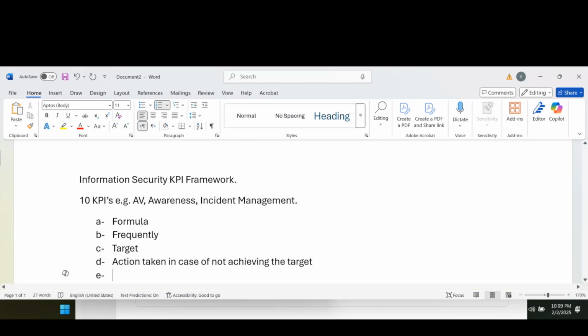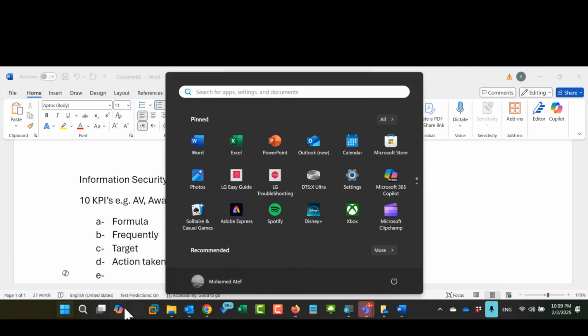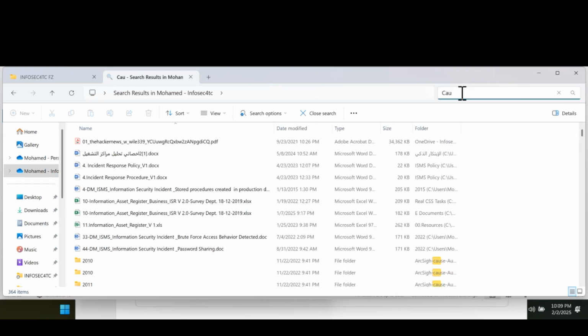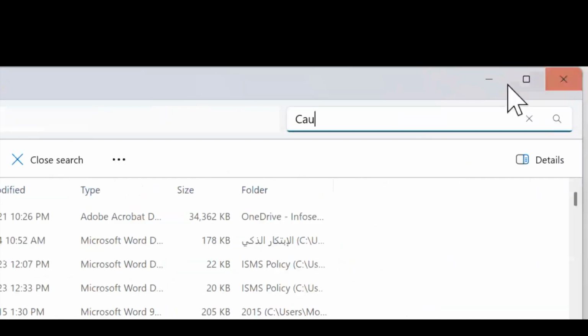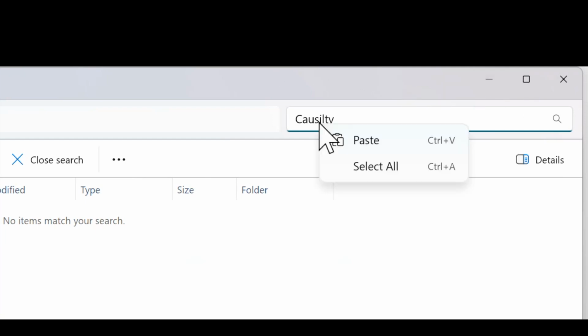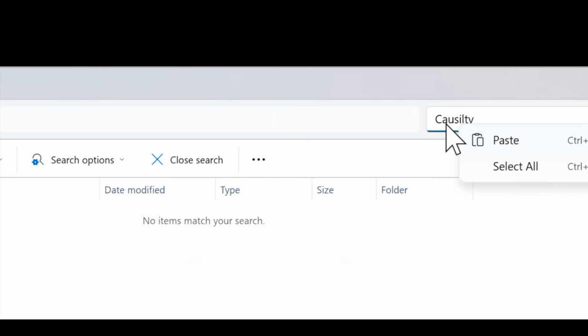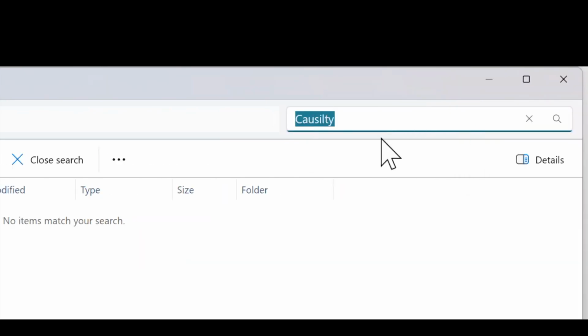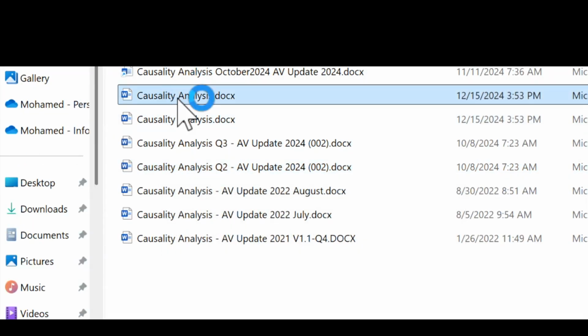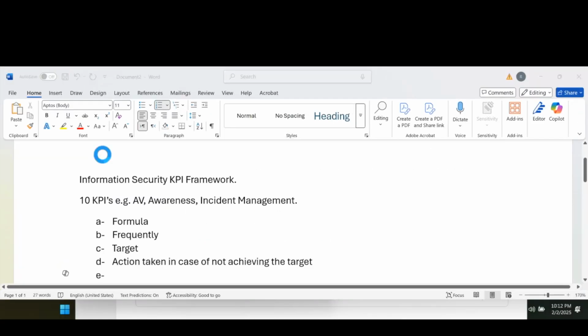Let me show you what we usually do when we don't achieve the target. We have something called the causality report. If any team, the antivirus team or the vulnerability management team, does not achieve the goal, they have to specify in the report what the reason was. They have to do an investigation. Yeah, here we go, I kept that in the template as well. This is a causality report.